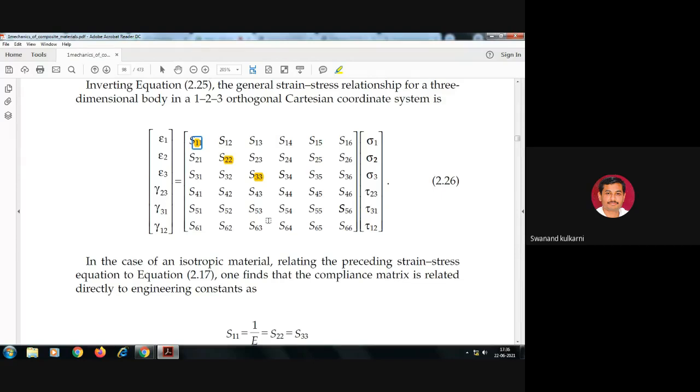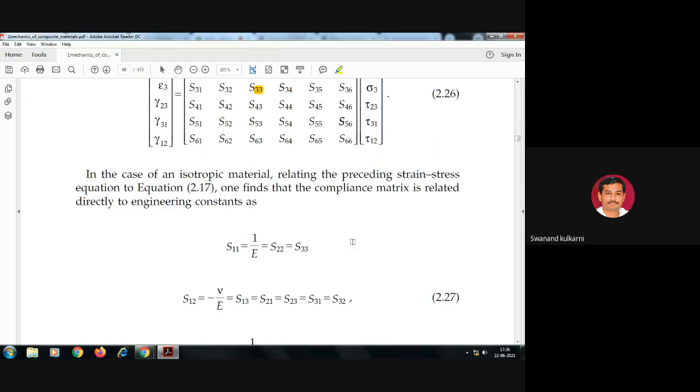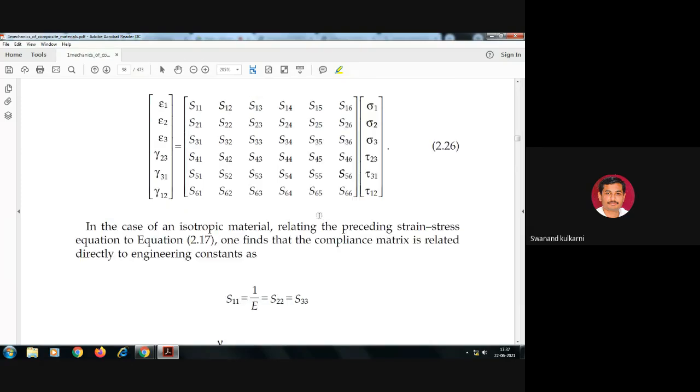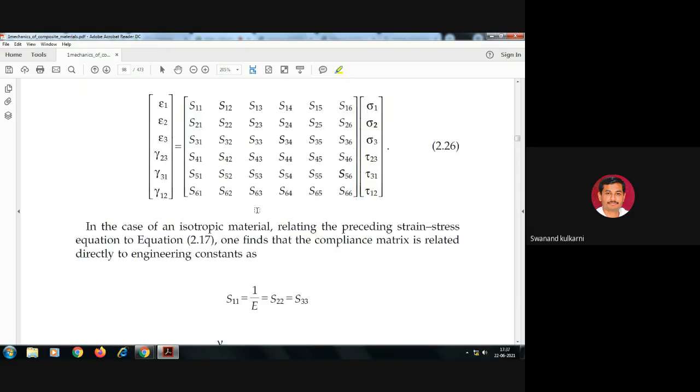Because in the X direction Young's modulus will be different, in the Y direction Young's modulus is different, and in the Z direction suppose Young's modulus is different. In that case, we can't say that S11 is equal to S22 is equal to S33 is equal to 1 upon E. At that time, that is going to change. Now, considering the case of isotropic material with a uniaxial stress system, we consider S11 as 1 upon E only.